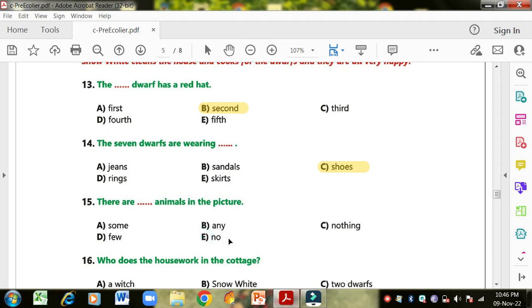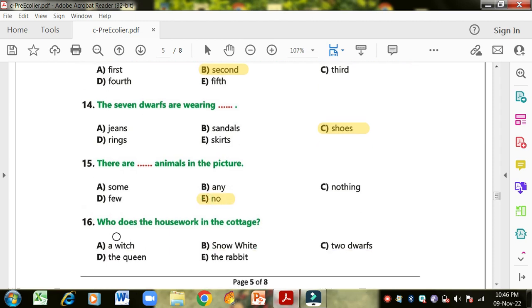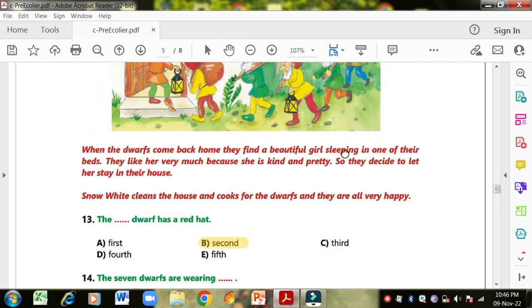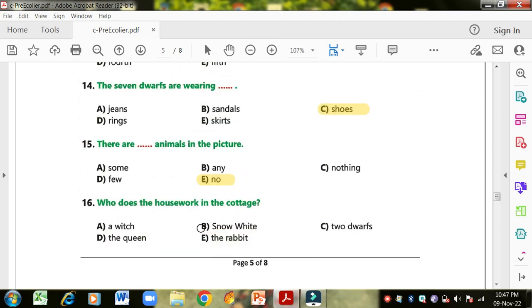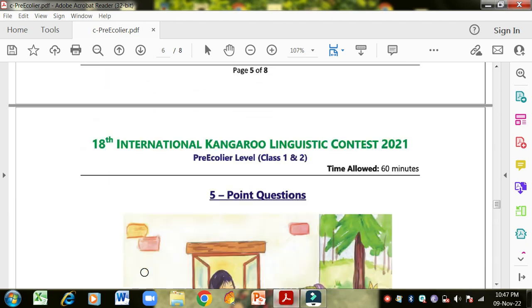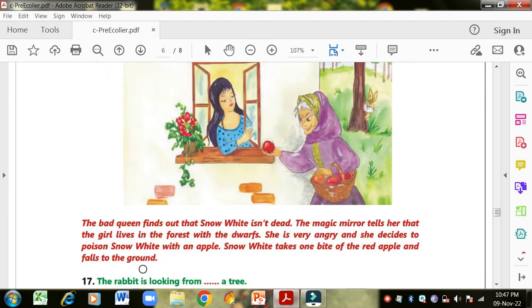Number E is correct. Okay, who does the housework in the cottage? Inside the cottage, who does the housework? A witch, Snow White, 2 dwarfs, the queen, the rabbit. No, we have started the story over here that the girl was very kind and pretty, so the dwarfs liked that girl. So she must be doing all the work, and she was the Snow White. So B option is correct. Number B, Snow White.